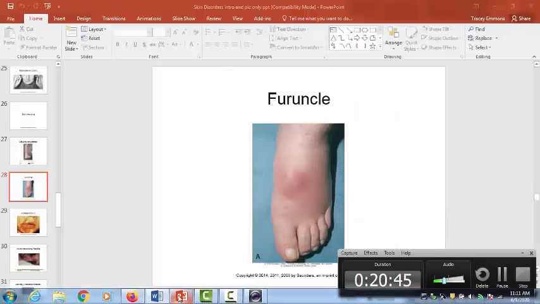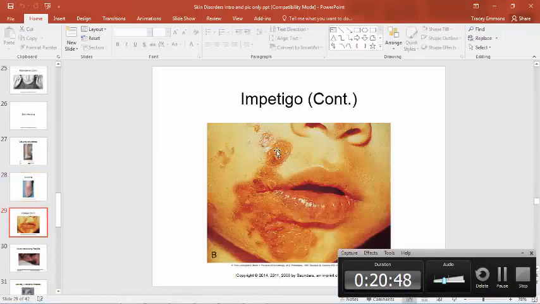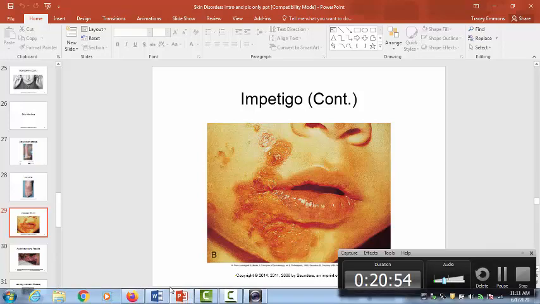Now let's look at our picture. Here we can see impetigo. You can see here where it's crossing over. And you can see the vesicles. Okay.